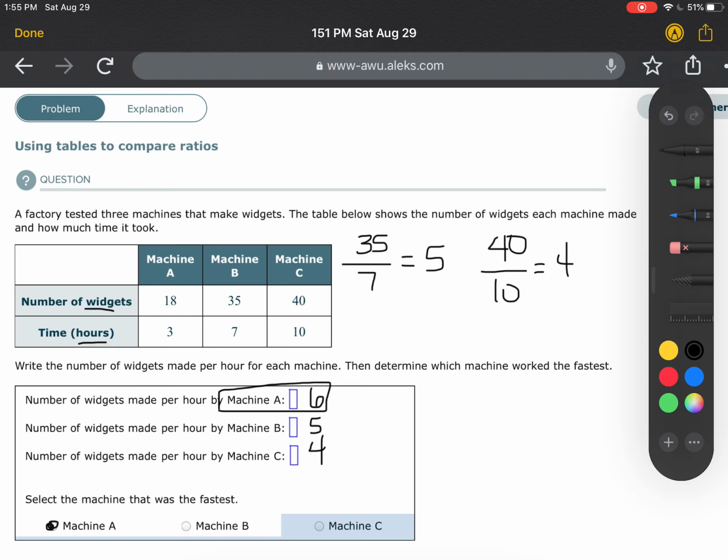Now, take your time reading these questions. I know this seems really simple with this specific question, but sometimes the questions that it gives you are a little different. I'm going to have an example for you guys in class when we actually talk about this. But to select the machine that was the fastest, sometimes it's not always asking you what number is the highest. Sometimes it's asking you what number is the lowest. So for example, you might have a question where the answers will be 6, 5, and 4, right?